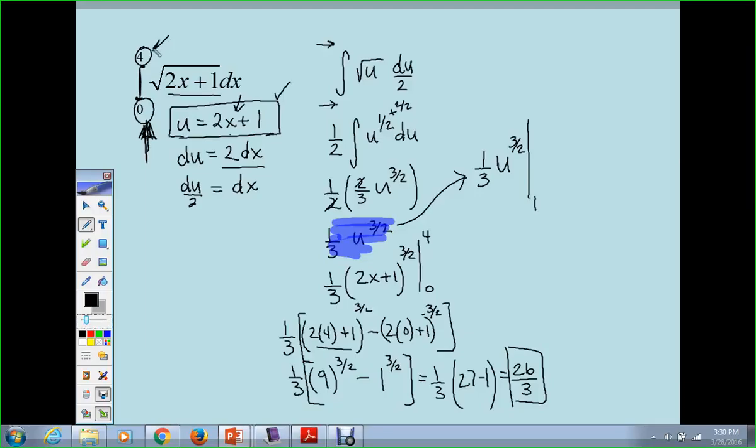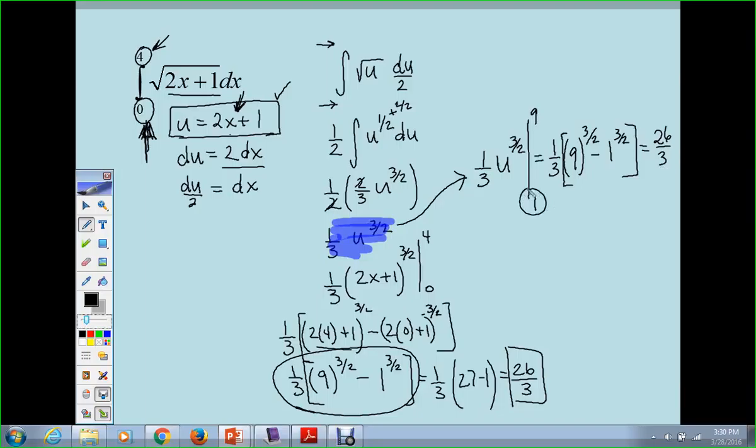We can do the same thing with the upper limit of integration. If x is 4, we're going to plug 4 in for x here. So we'd have 8 plus 1 is 9. So in terms of u, we have 1/3, 9 to the 3/2, minus 1 to the 3/2. And notice, this is the exact same thing as we have down here, which will give us our 26 over 3.